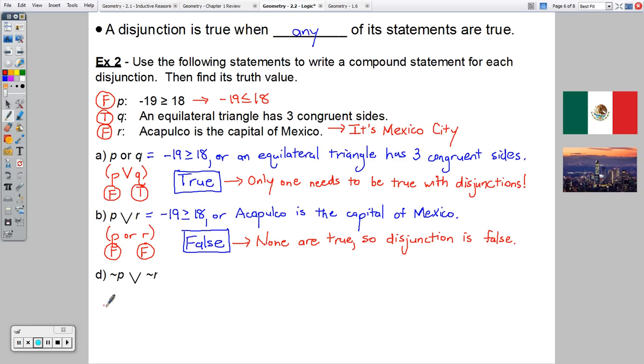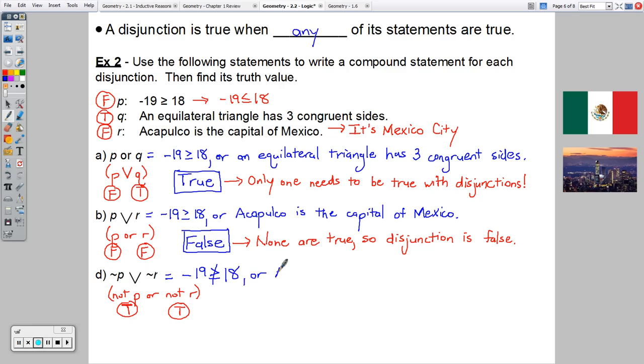And then finally, let's check this out. Not P or not Q. Not R, I mean. So this is not P or not R. Since P is false, not P would be true. And since R is false, not R would be true as well. And if we write this out in sentence form, it would say something like this: negative 19 is not greater than or equal to, we can put a slash through the symbol there, not negative 19 not greater than or equal to 18. Okay, so that's true.